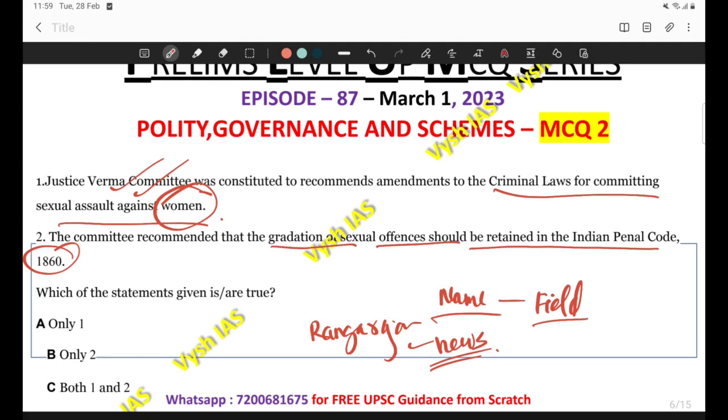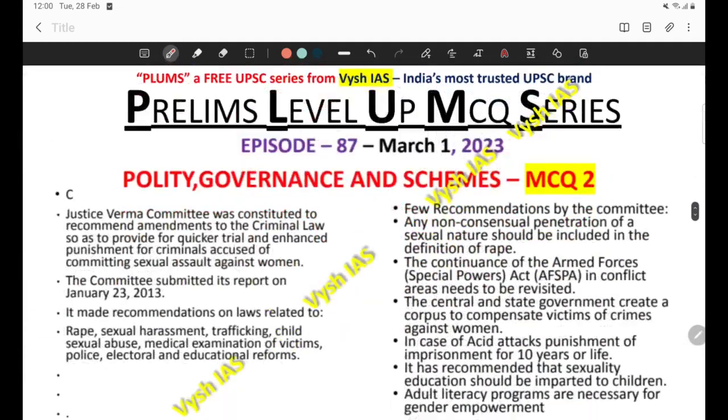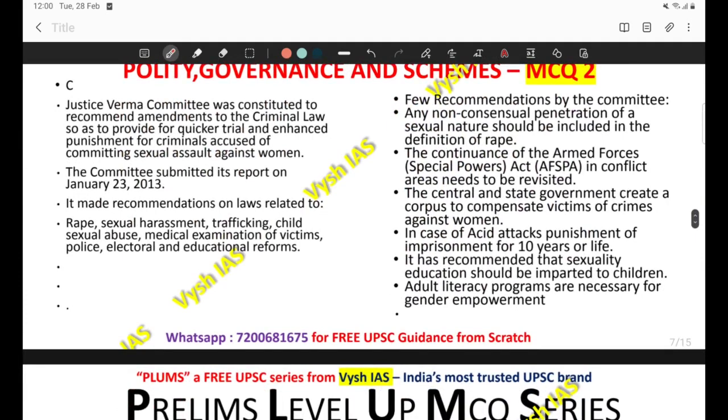So the first statement is correct and it is aligning with our basic knowledge, that it is related to women. Then come to the second statement. The committee recommended that the gradation of sexual offences should be retained in the Indian Penal Code. So this is also correct. As I have told, for important committees you have to study the basic recommendations. So the second statement is quite a basic statement.